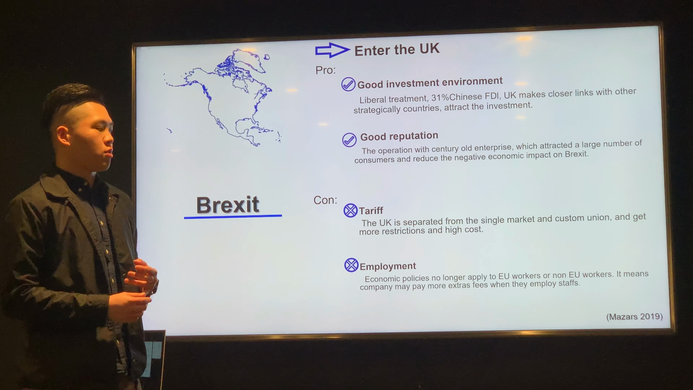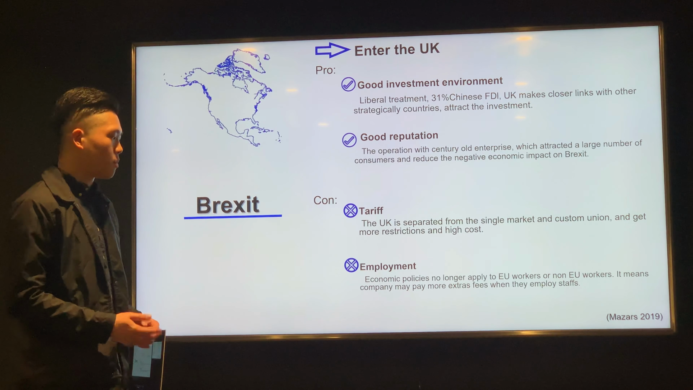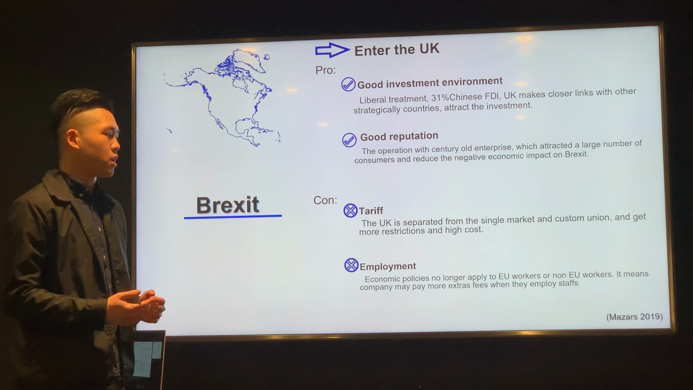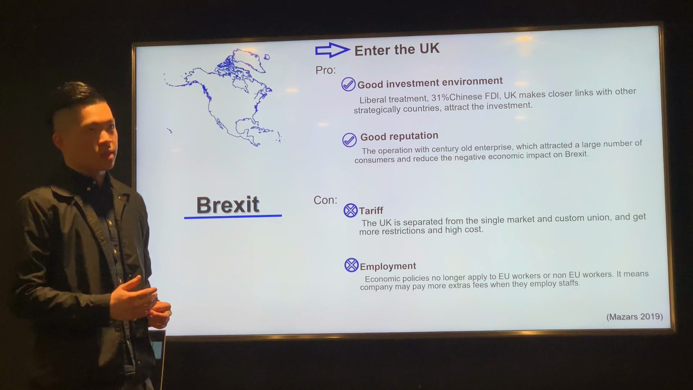Economic policy no longer applies to EU workers or non-EU workers. It means the companies may pay extra fees when they employ the staff.